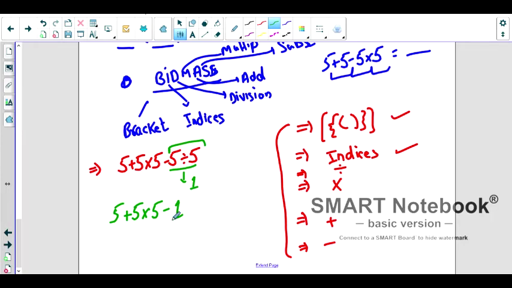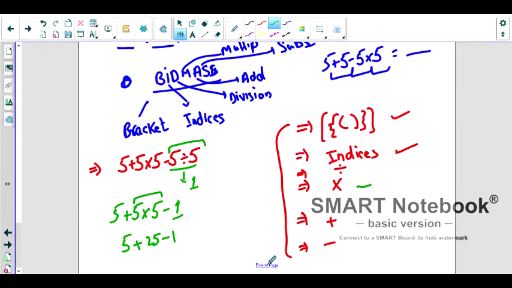Now what's the next thing we want? We want to solve multiplication. If there is any multiplication, yes, we solve it. It will be 5 into 5. So what will we get? 5 plus 25 minus 1. So we followed the multiplication.